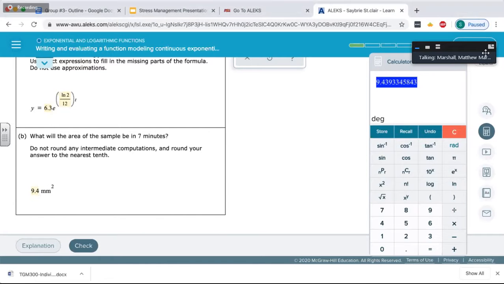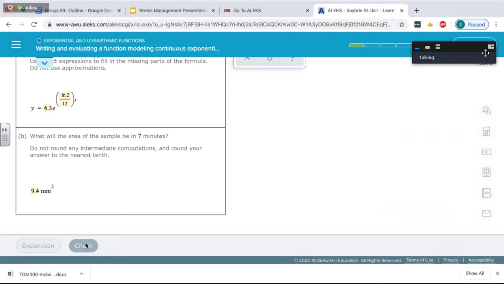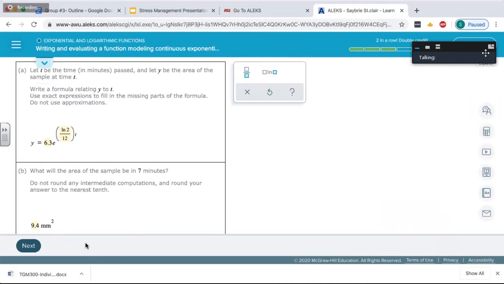Nearest tenth, yes. Got those down, easy peasy.